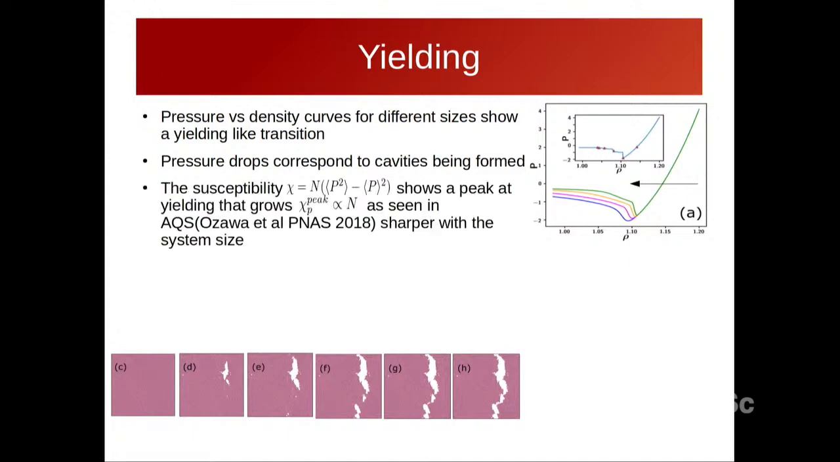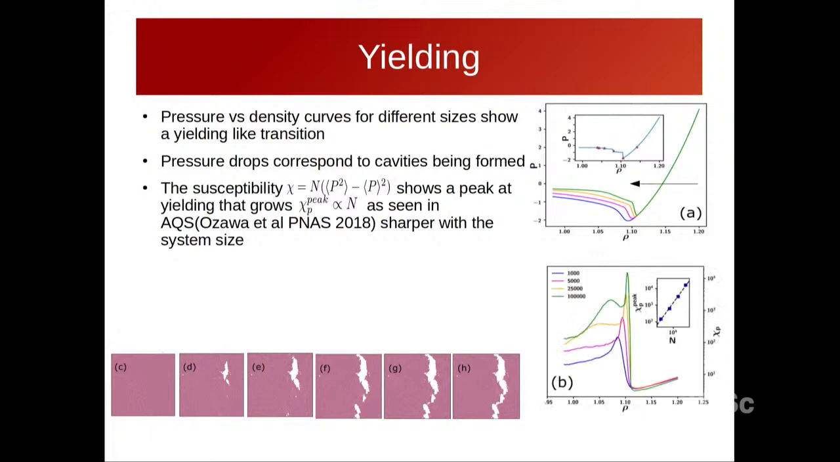We also look at the fluctuations of the pressure at different densities. We characterize the fluctuations using a susceptibility, which is defined as the variance of pressure times N. N just subtracts out the Gaussian nature of the fluctuations in this regime. As the system size increases, you see a sharper and sharper peak at the first cavitation event.